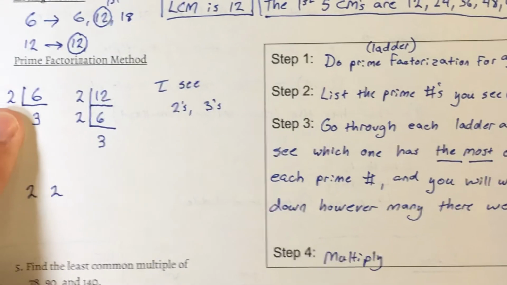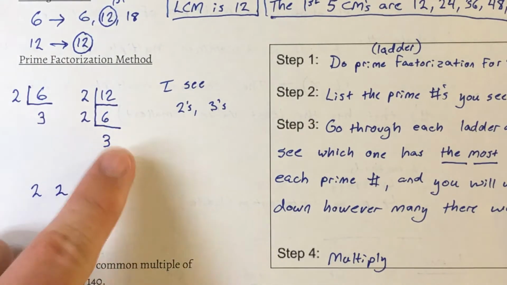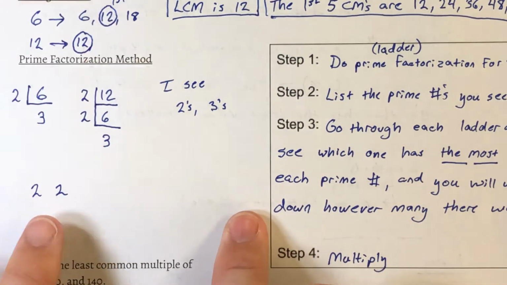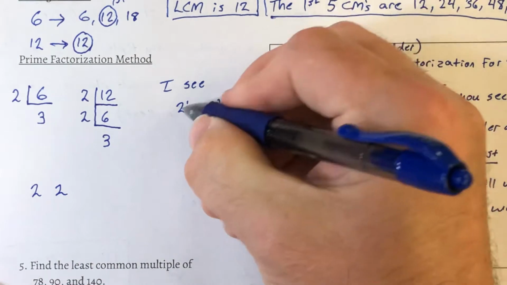Be careful. We're not writing down all the prime numbers you see. You're finding the winner, which one has the most 2's. I see 2 of them, so write down 2 of them. Now I'll cross that out.